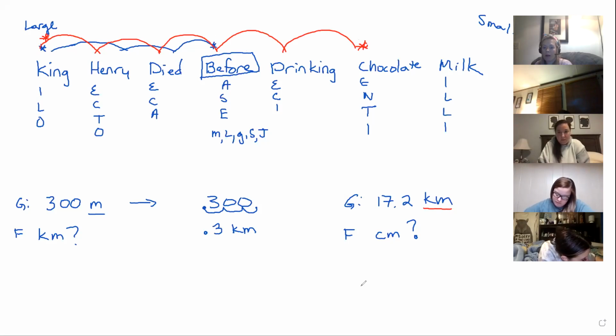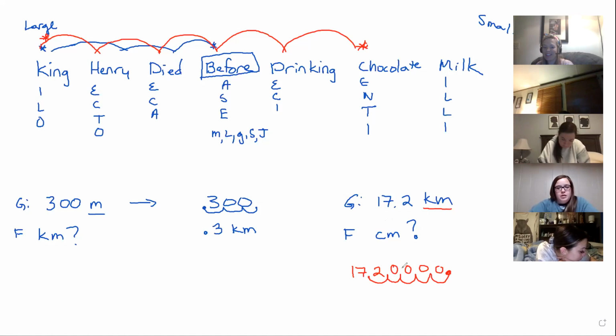So let's write our number out here, 17.2. I need to move my decimal 5 hops to the right. 1, 2, 3, 4, 5. That's where the decimal is going to live now. In these empty spots here, I'm going to fill those in with zeros. Okay. So 17.2 kilometers is equivalent to 1,720,000 centimeters.